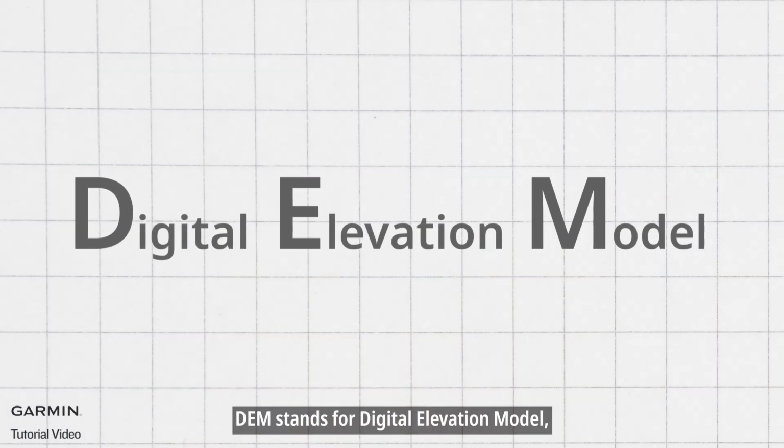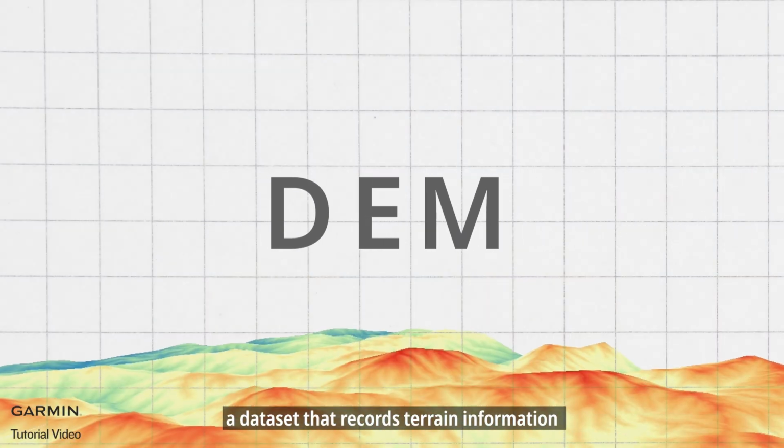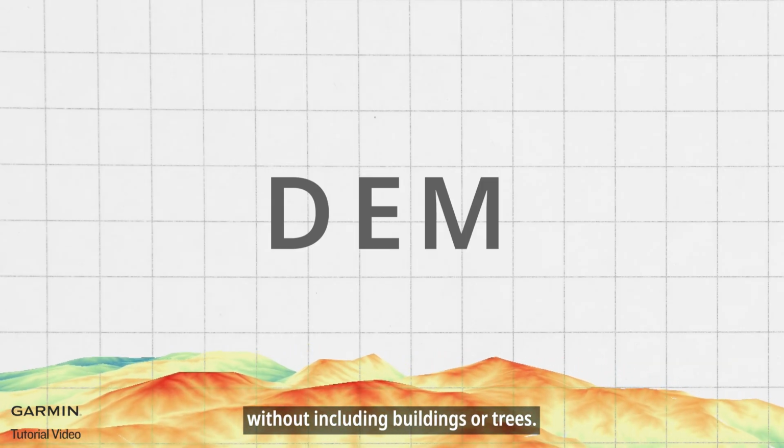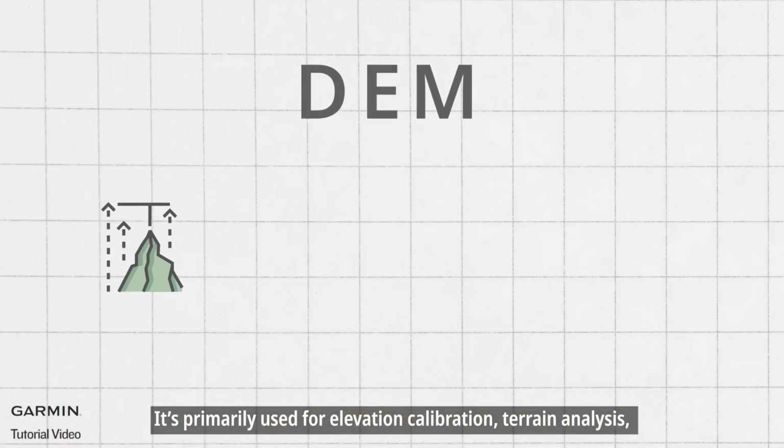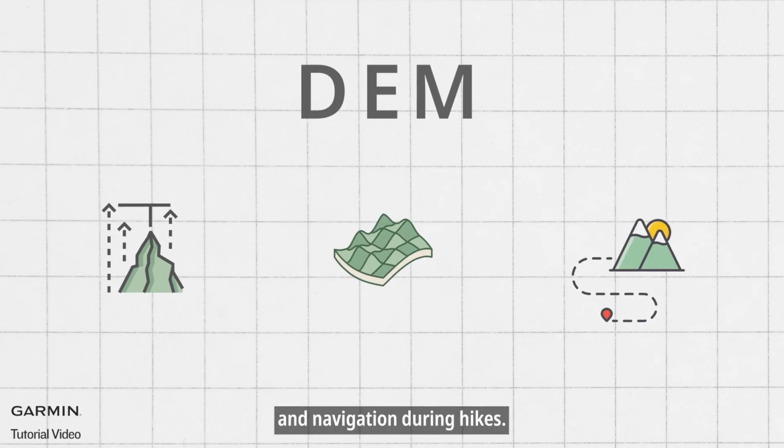DEM stands for Digital Elevation Model, a dataset that records terrain information without including buildings or trees. It's primarily used for elevation calibration, terrain analysis, and navigation during hikes.